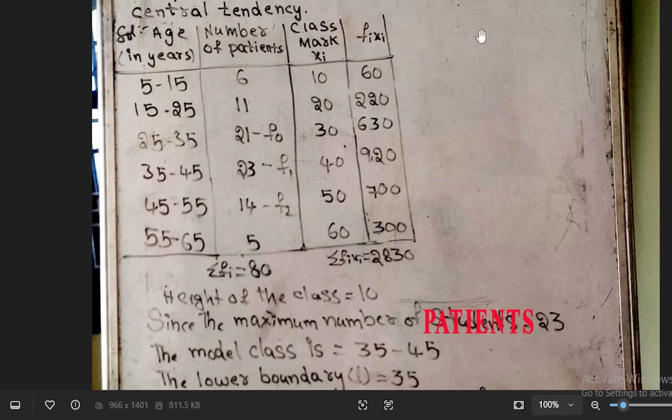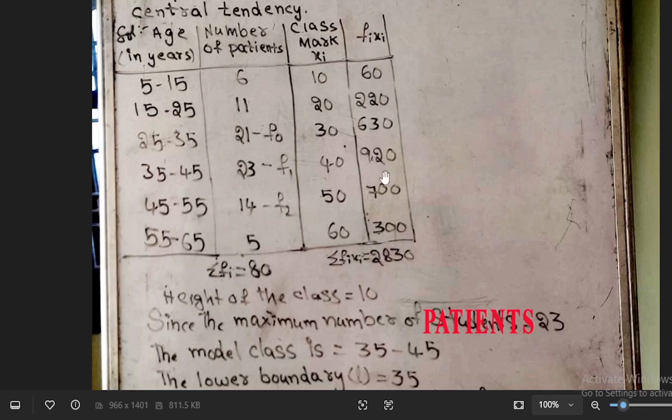After getting the class marks, here we find the Fi and Xi values. The mean solution requires Fi and Xi values. That is why we are finding the product of class mark and frequency. That is 6 into 10 is equal to 60, 11 into 20 is 220, 21 into 30 is 630, 23 into 40 is 920, 14 into 50 is 700, 5 into 60 is 300.